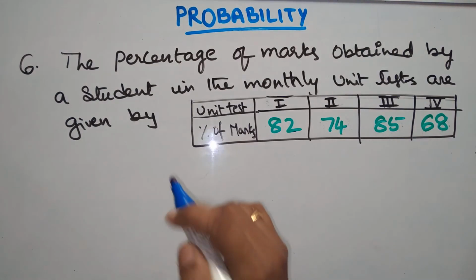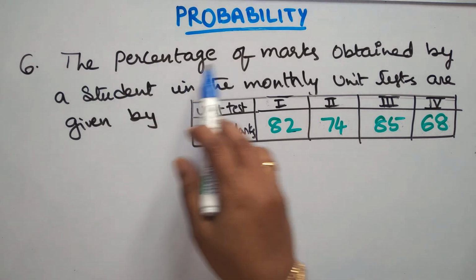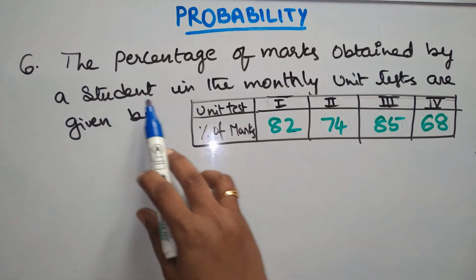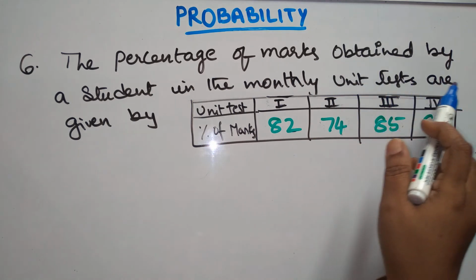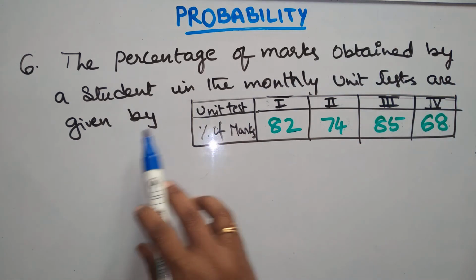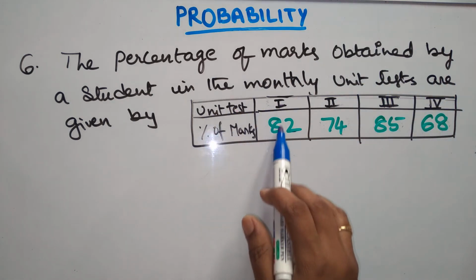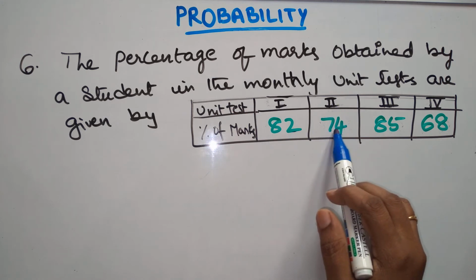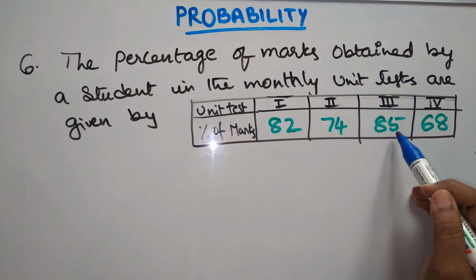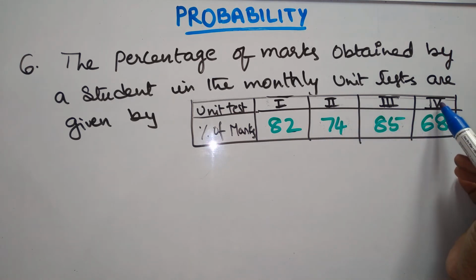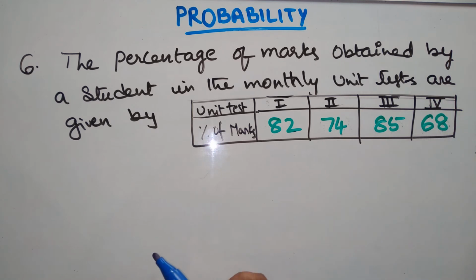So let us see the sixth problem. The percentage of marks obtained by a student in the monthly unit tests are given: Unit Test 1 82%, 2 74%, 3 85%, fourth unit test 68%. Now what we need to find? Find the probability of getting more than 80%.